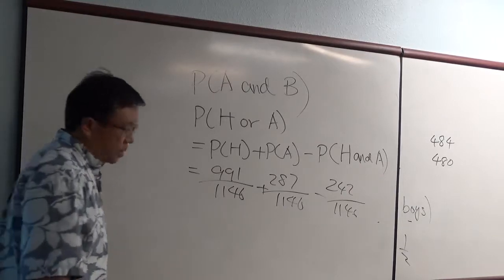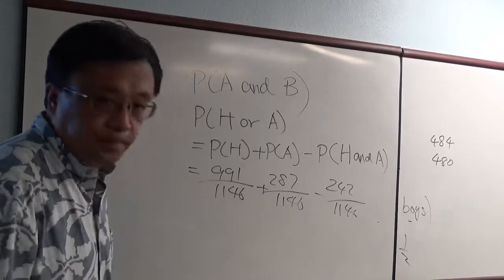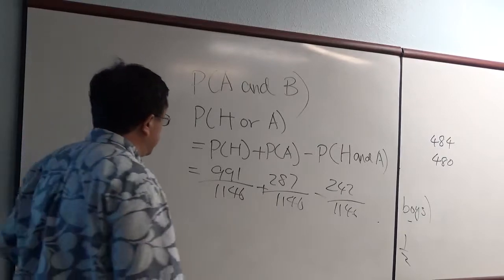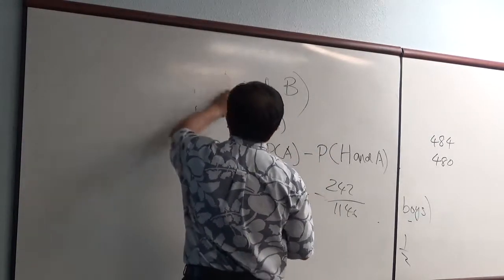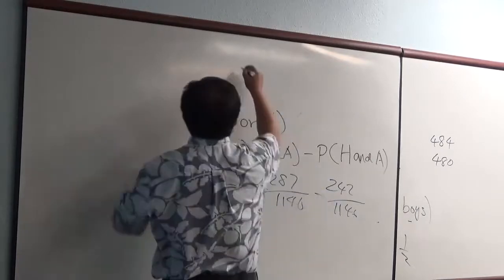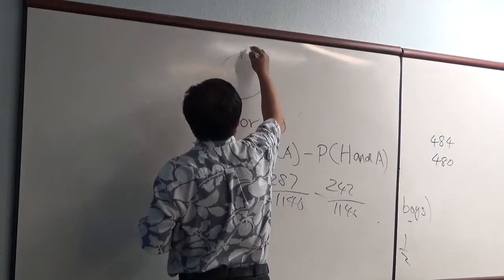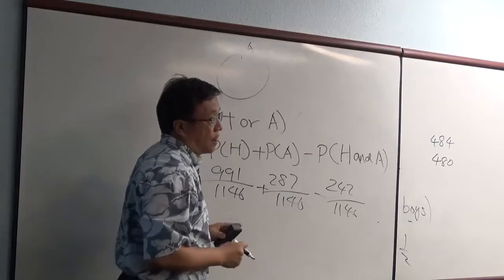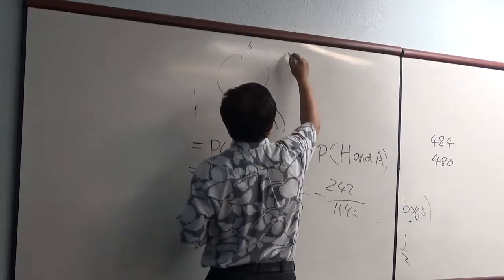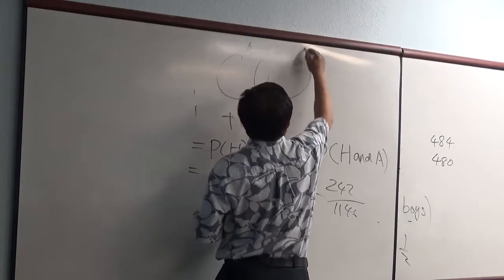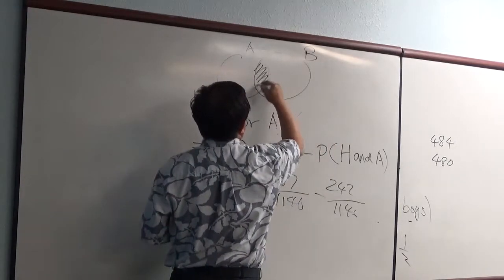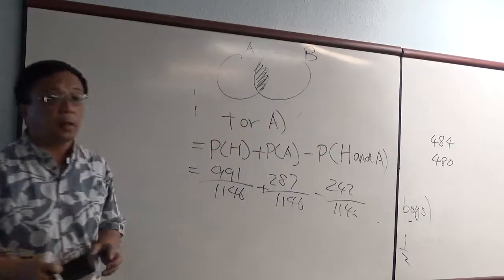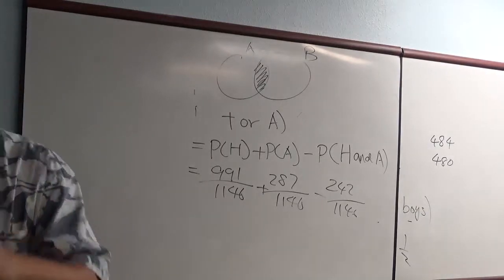Yes. Or maybe if I draw, so I have event A. This is event A, happy. And this is event B, agree. And this is what? The common part, yeah, the common, A and B, right? Happy and agree.